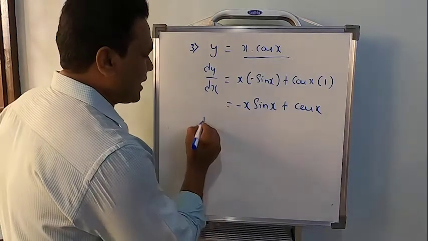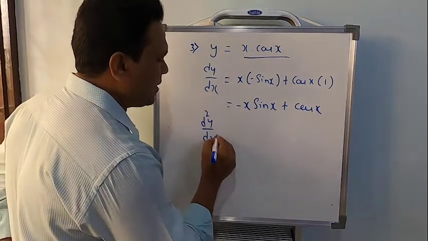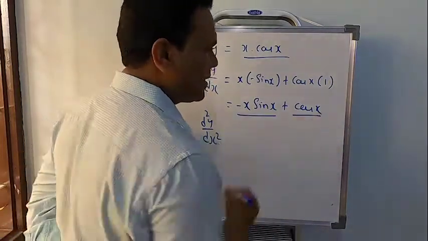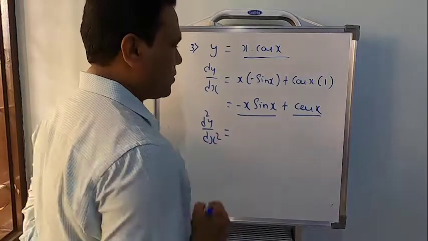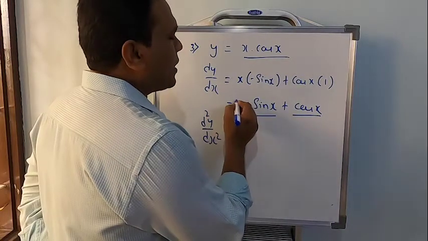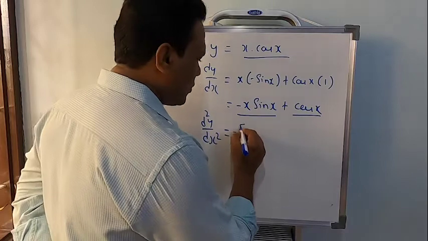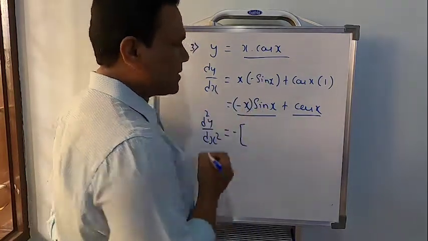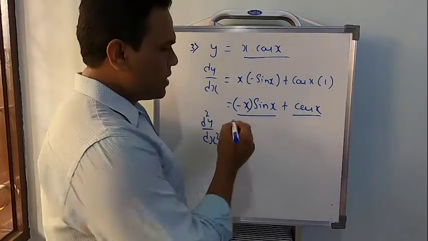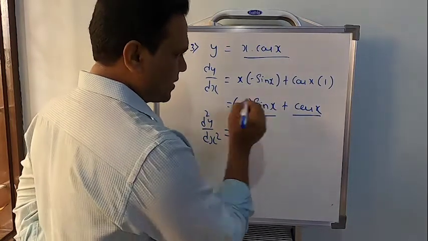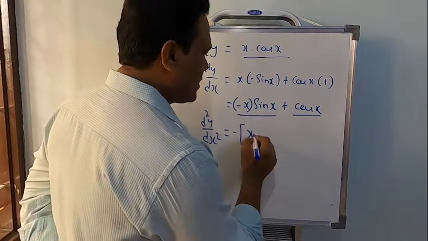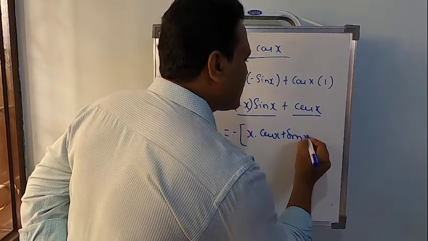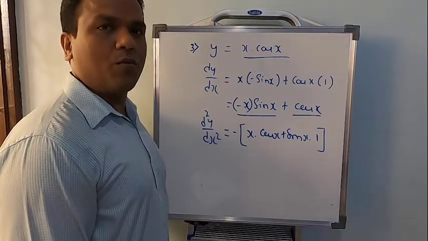Now to do it for the second time, let's consider d square y by dx square. Now when doing this, apply product rule for this, and this is a single term, you can do it directly. So I suggest you, you have a minus sign, open the bracket and then start the product rule. Otherwise you can take minus x as first function and sin x as second function. So I'll keep the minus sign outside, apply the product rule for x multiplied by sin x. So x multiplied by derivative of sin x will be cos x, plus sin x multiplied by derivative of x will be 1.